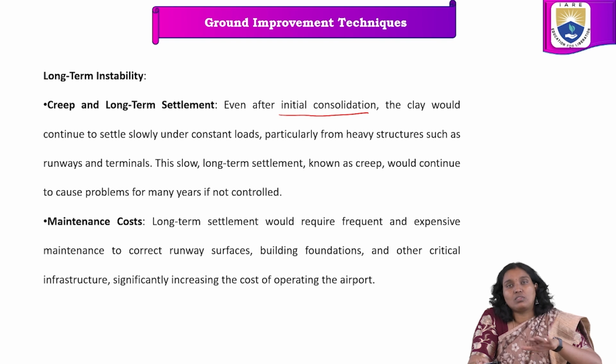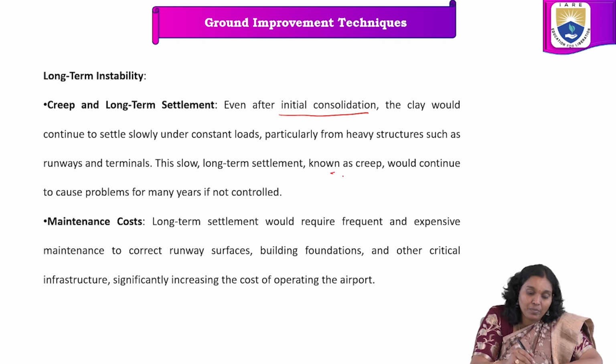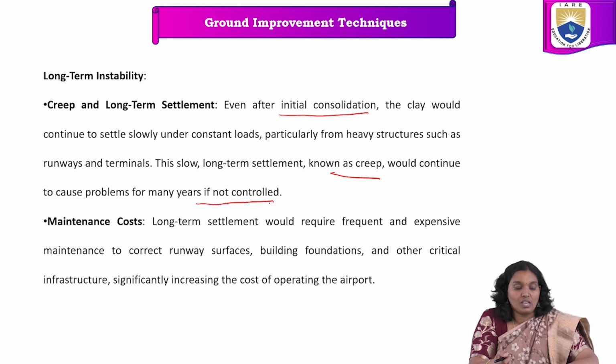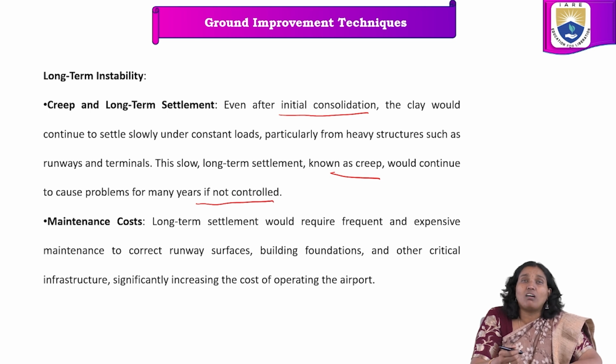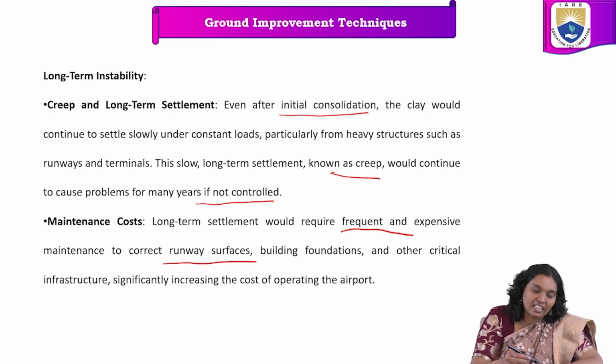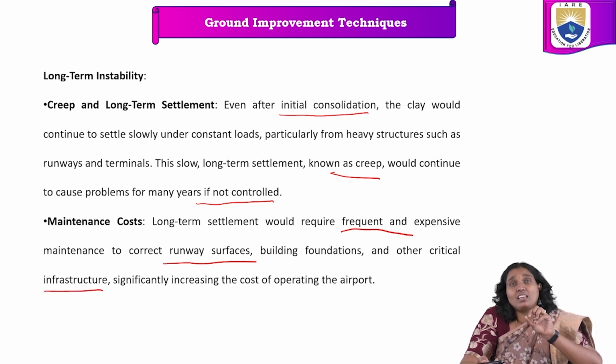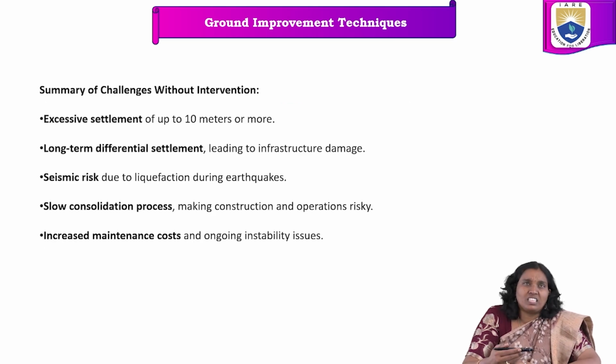This slow long-term settlement, known as creep, would continue to cause problems for many years if not controlled. So, the maintenance cost: long-term settlement would require frequent and expensive maintenance to correct runway surfaces, building foundations, and other critical infrastructure, significantly increasing the cost of operating the airport.